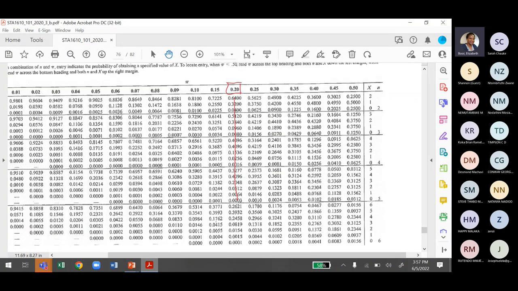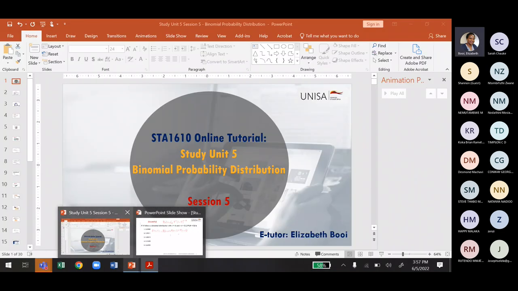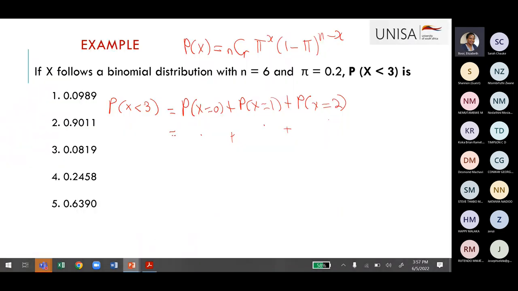Those who don't have a table in front of you, I'm giving you a chance to write the values down, which are 0.2621 plus 0.3932 plus 0.2458. Are you done? Yes. Okay, give me those values because I need to write them here. I don't have them. What is X of 0?